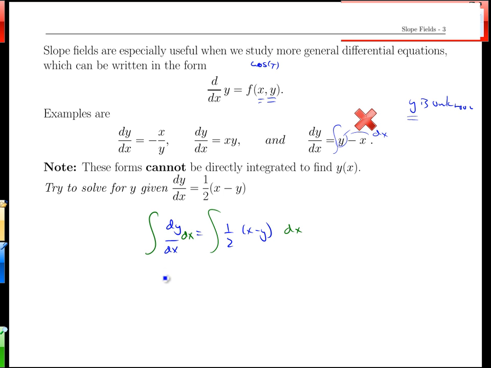And that's fine on the left-hand side. The antiderivative of y prime, or dy/dx, is y. That's fine. And here we could even get a bit further. We could do x squared over 2. But then we would have this problem. And here's where that issue comes back again.